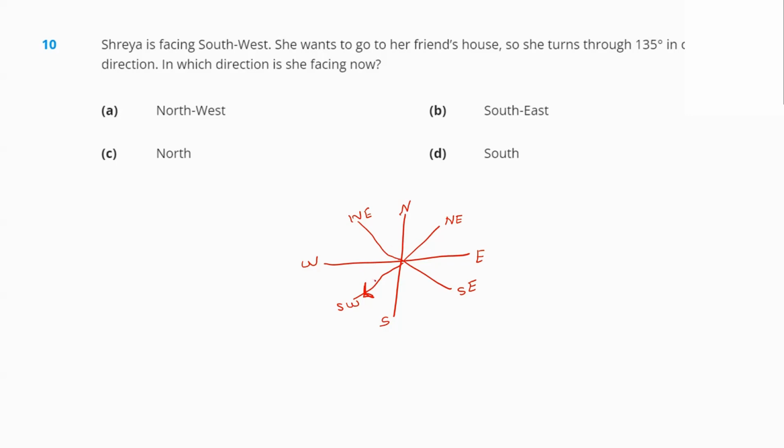Now 135 will be 90 plus 45, 135 degrees. So this will be the north direction. So our answer is option C. Moving on to the next question.